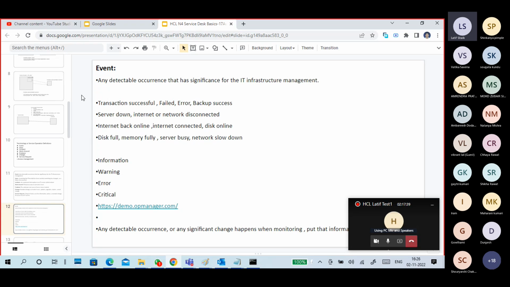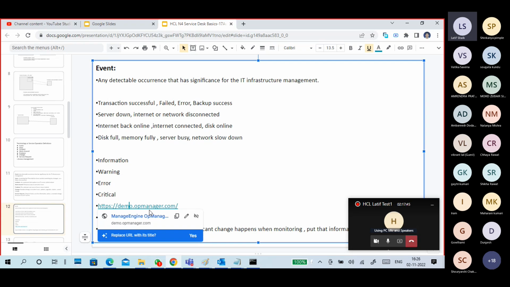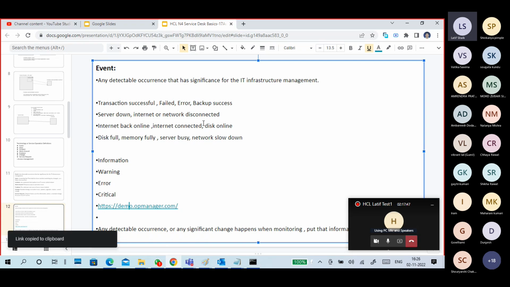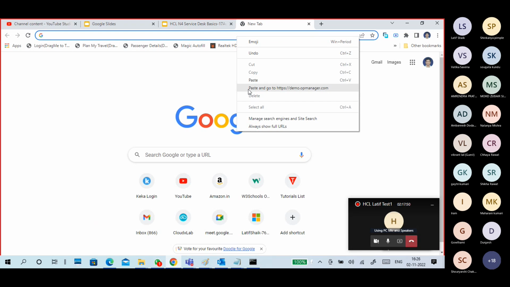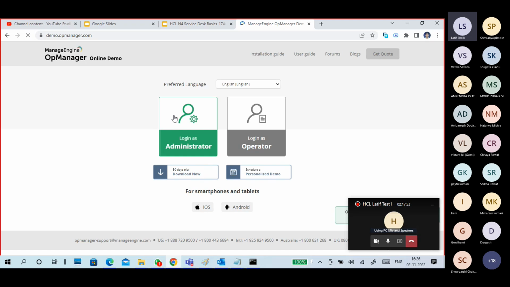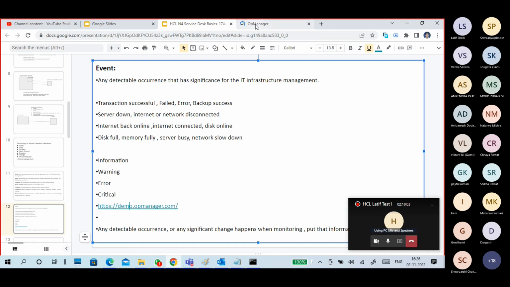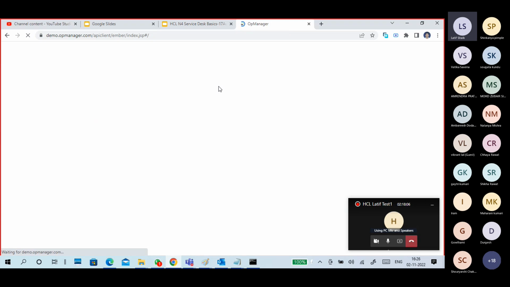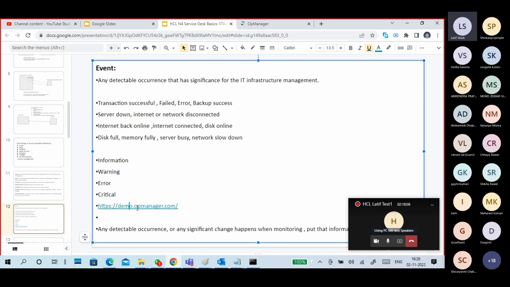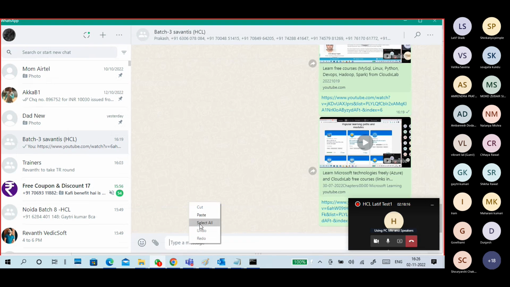If you go to this link, you can see this is a demo OpManager. This is given by one of our trainers, Sai, who showed me this demo. Just click on login as administrator. You can open this link. I already shared this PPT with you guys, so you can go to this link. Otherwise, if you want the direct link, I will share it.